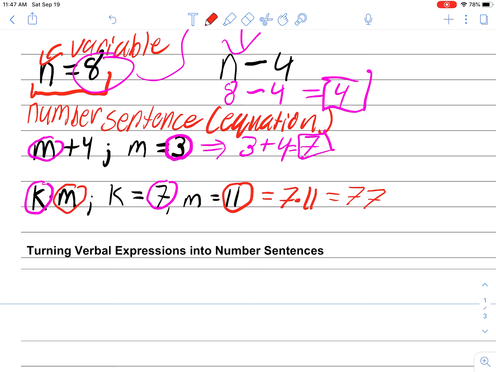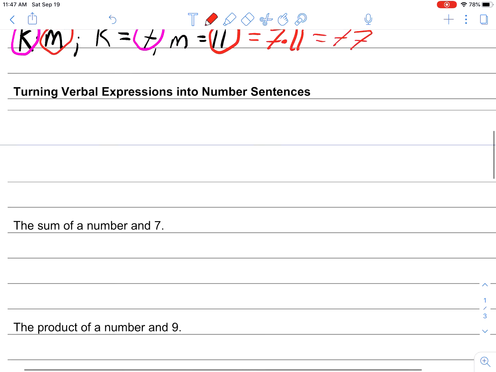Okay? So that is basically how we use variables in a problem. If we are given a problem or an expression or an equation, such as k times m, and then we're given values for the variables, we're just placing those numbers in the problem in place where the variables were, and then solving the problem. Okay?